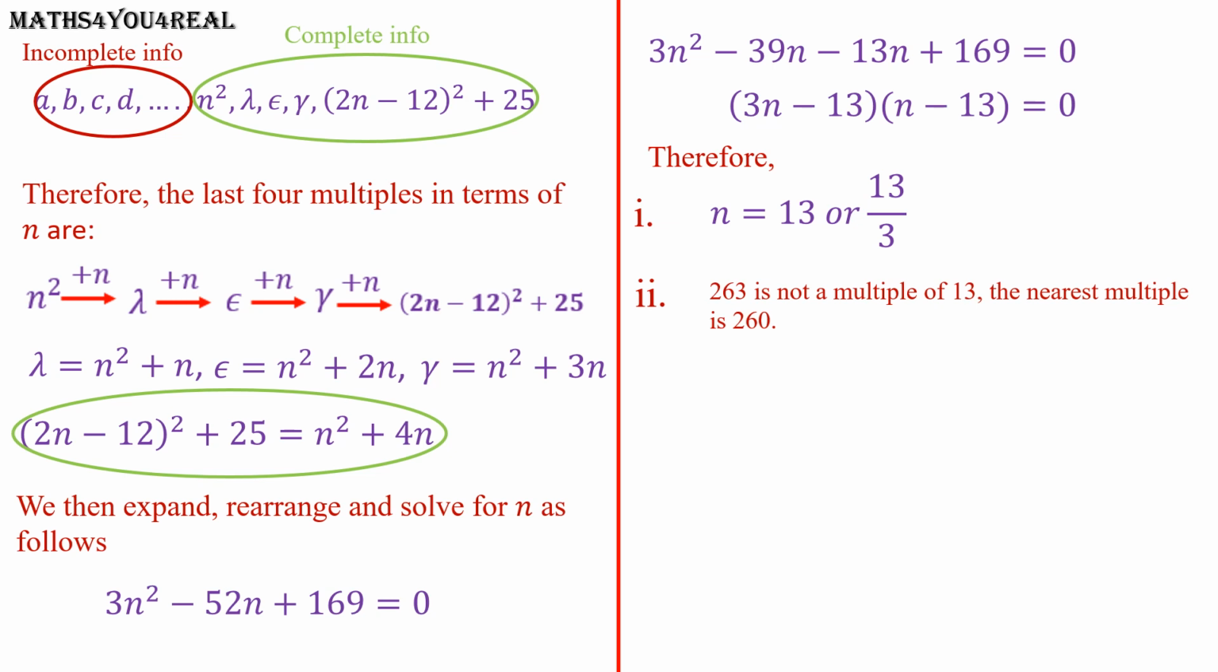263 is not a multiple of 13, the nearest multiple is 260. Therefore, the sum is as follows.